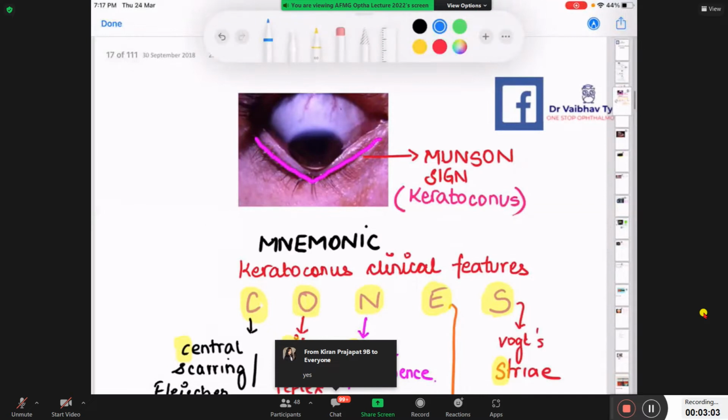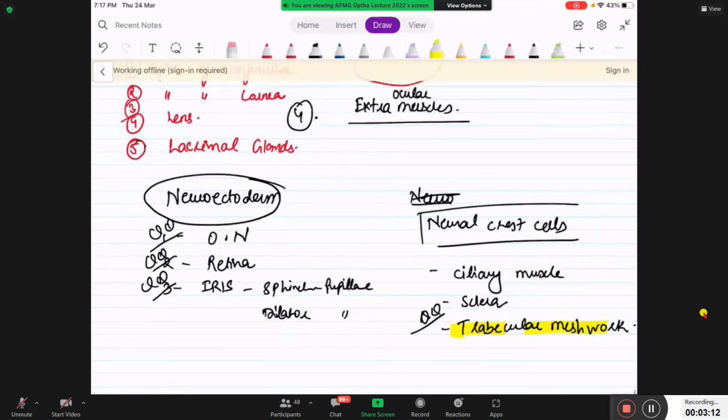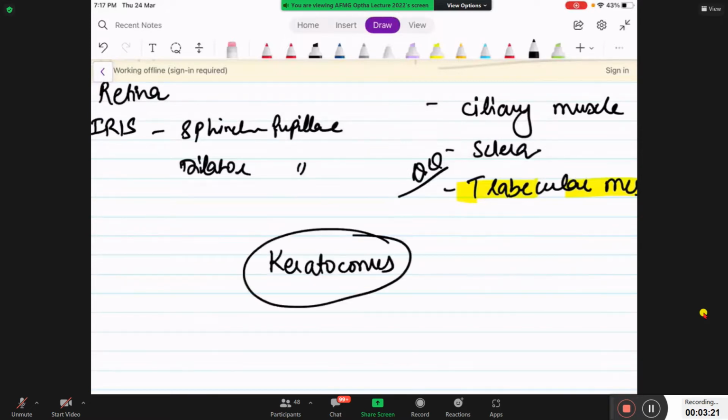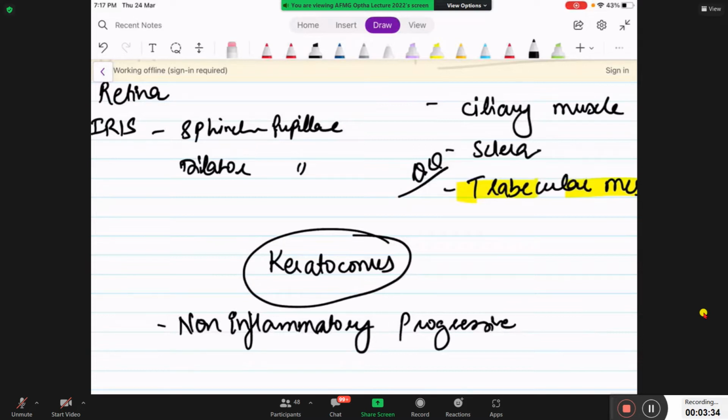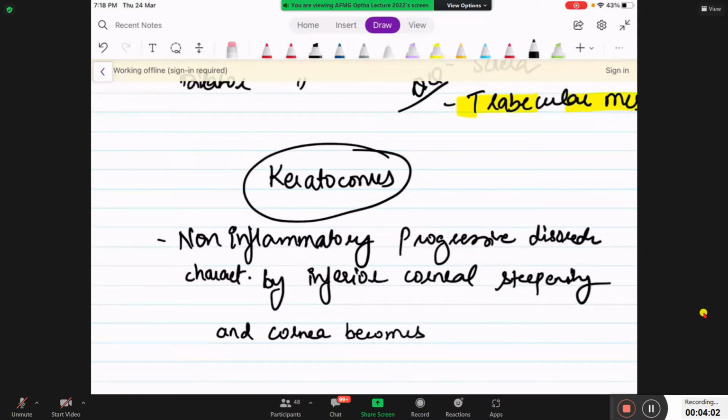Okay, write down the definition of keratoconus. It is a non-inflammatory, progressive disorder characterized by inferior corneal steepening, and your cornea becomes conical in shape.